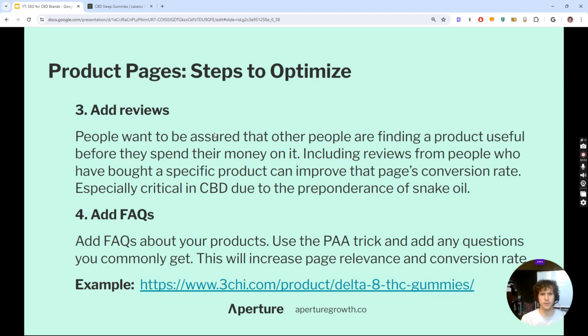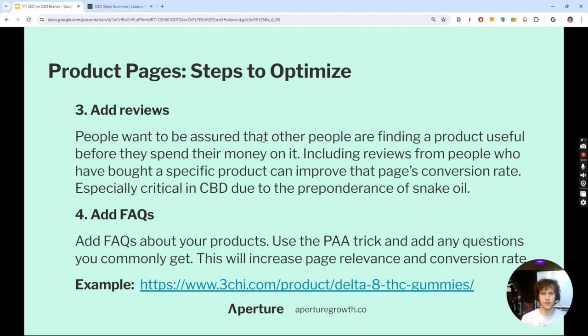Number 3, add reviews. People are kind of bandwagon fans. They buy if they can be sure that other people are also buying a product and are getting good results with it. So you want to make sure that your product page has reviews on it so that they know that the product they're about to buy really is legit. Again, especially in the CBD space, this is critical because there's a lot of crap products out there and snake oil.